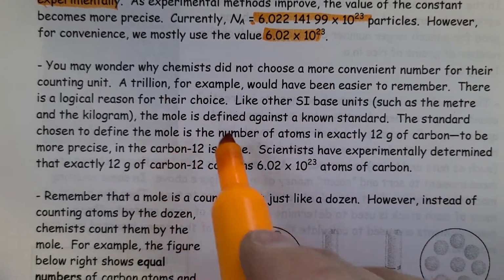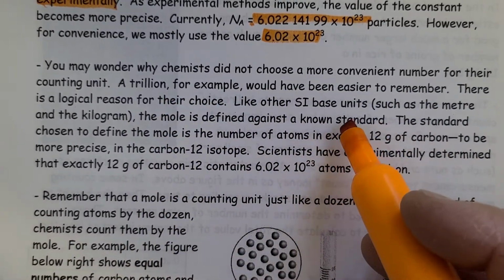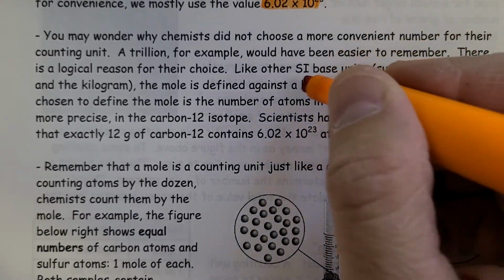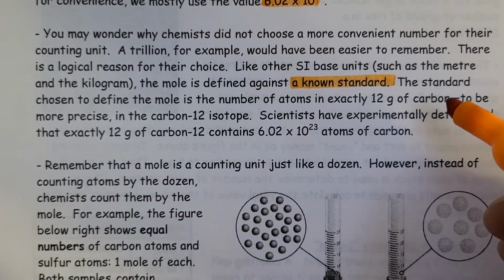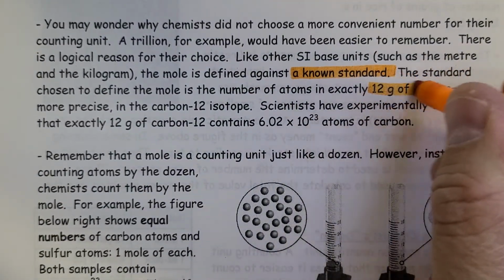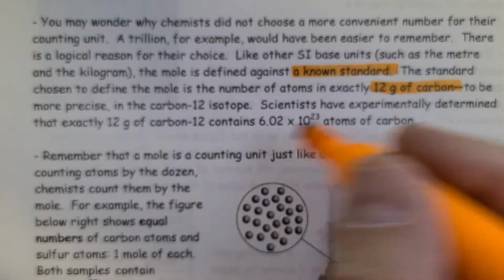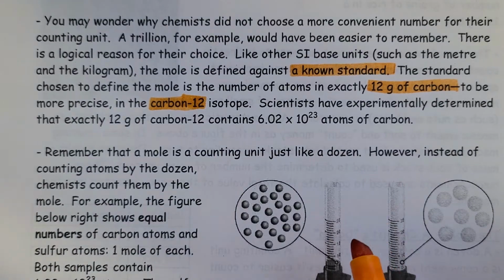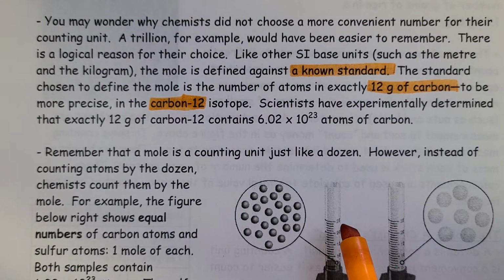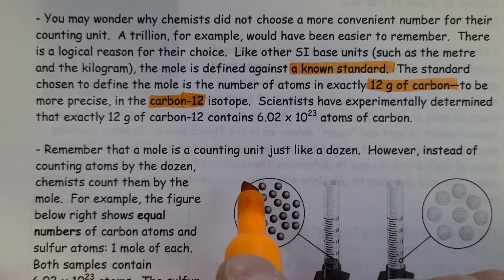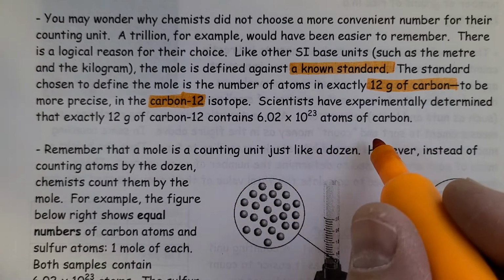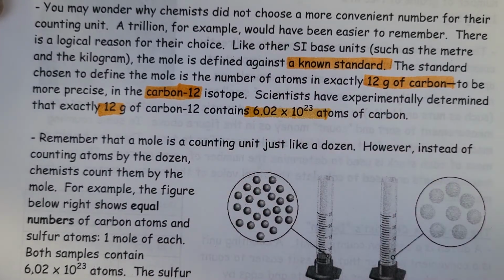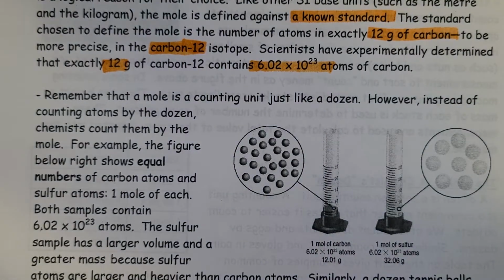So you may wonder why chemists did not choose a more convenient number, for example a trillion, but there is logic behind it. Like other SI units, such as the meter and kilogram, the mole is defined against a known standard. The standard chosen is exactly 12 grams of carbon, in particular the carbon-12 isotope, which has 6 protons, 6 neutrons, and 6 electrons circulating around it. Scientists have experimentally determined that exactly 12 grams of carbon-12 contains that number. And we'll look at that in the next section.